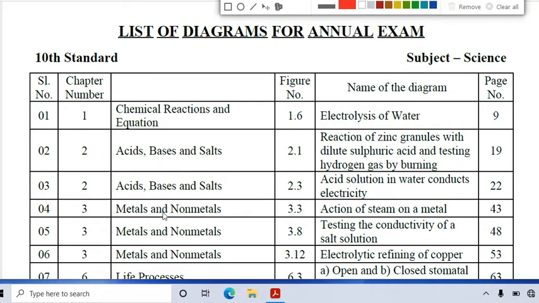Third chapter, metals and nonmetals. From this you have to practice figure number 3.3, and the name of the diagram is action of steam on a metal. This diagram is also asked many times in the exam, so practice this diagram. Next we have from the same chapter figure number 3.8, testing the conductivity of salt solution.